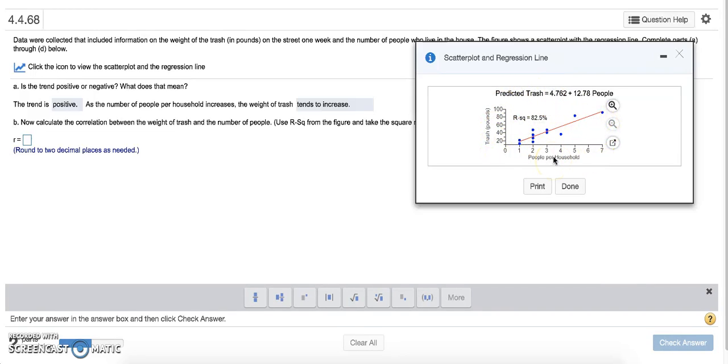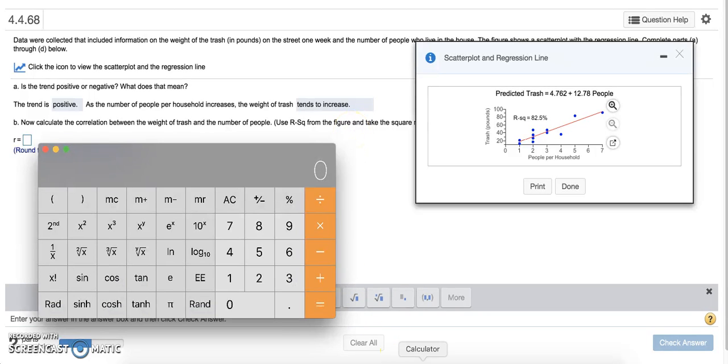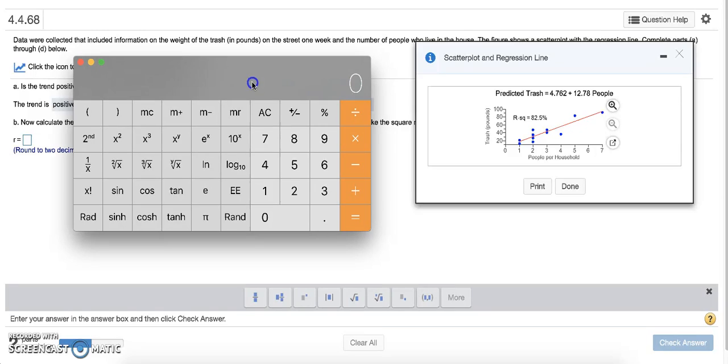So how they're going to have you do that is this graph tells us the R squared value, that coefficient of determination. So if they give you R squared, they do kind of tell you here, they're saying work backwards then. If you know R squared, take the square root of that to find R. So we first need to change this to its decimal form. So I'm going to type it in as 0.825. That's the decimal form of R squared.